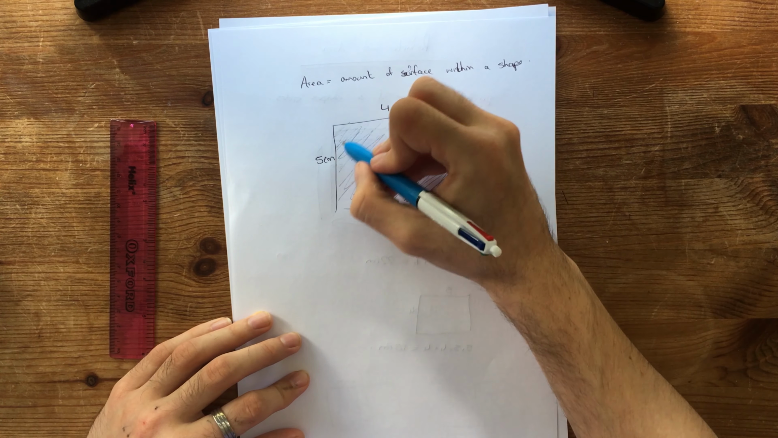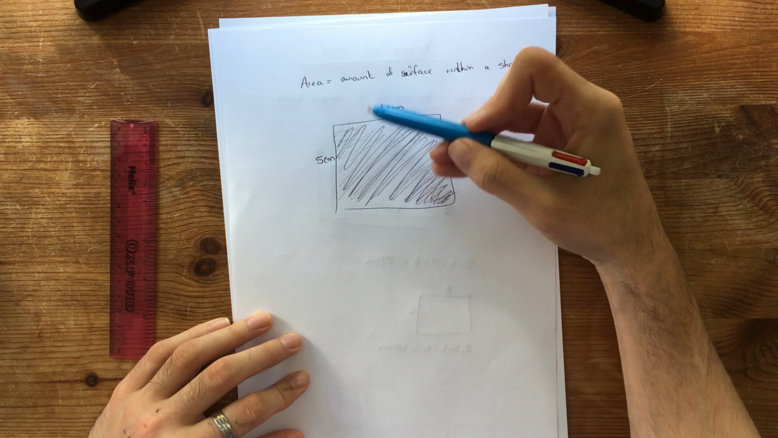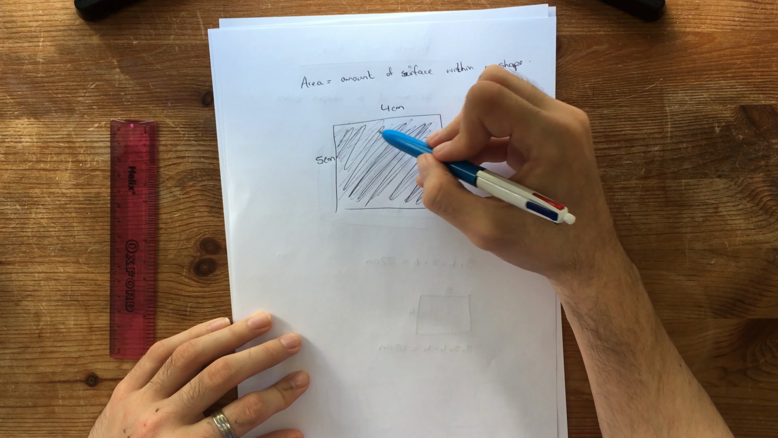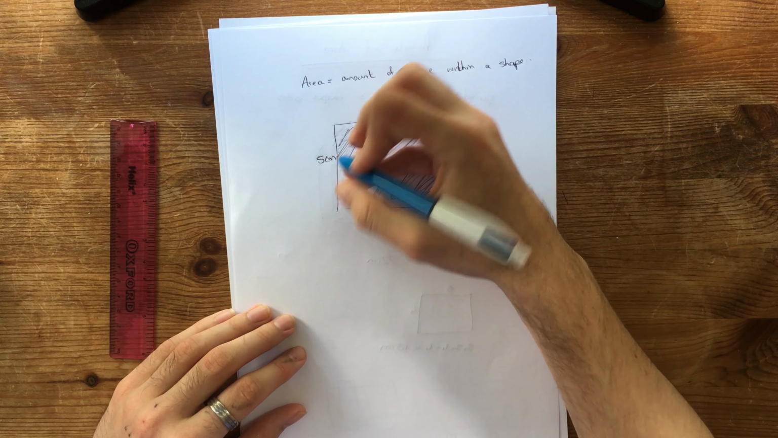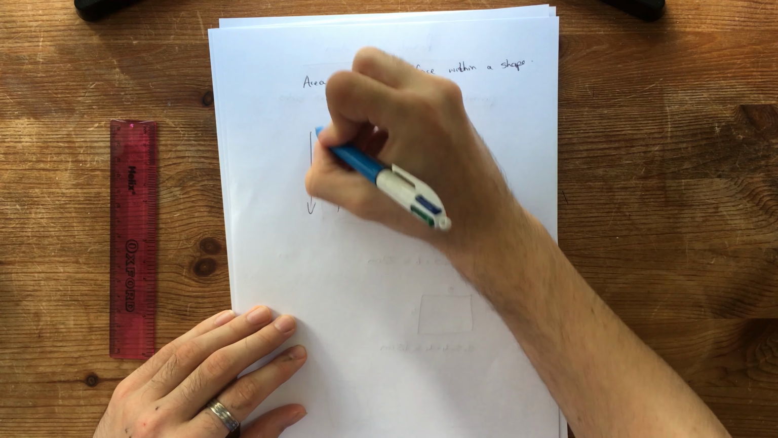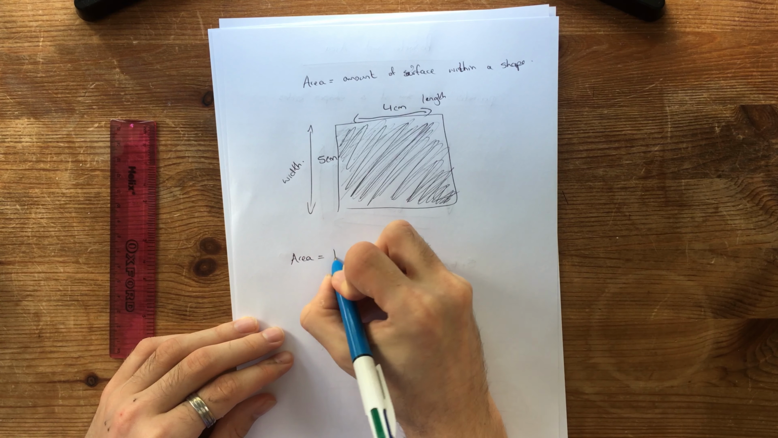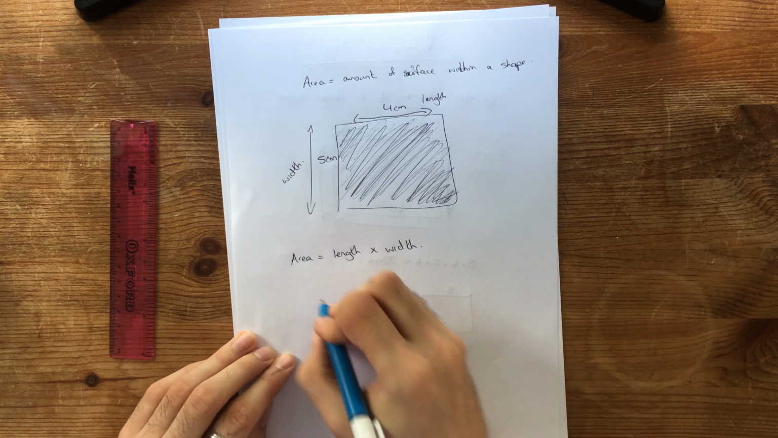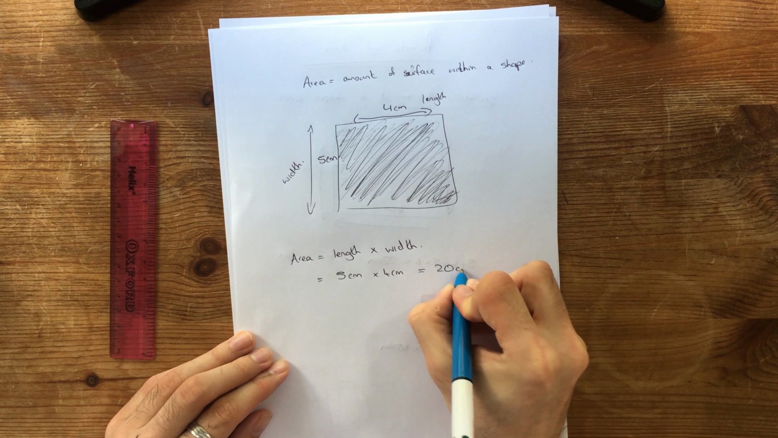If we were to pretend like this is a garden maybe, a very, very tiny garden, 5 centimeters by 4 centimeters, the area of this is the amount of space we have, essentially. We call the two sides the length and the width. And area is simply length by width. So all we have to do is multiply 5 centimeters times 4 centimeters, and we get 20 centimeters.